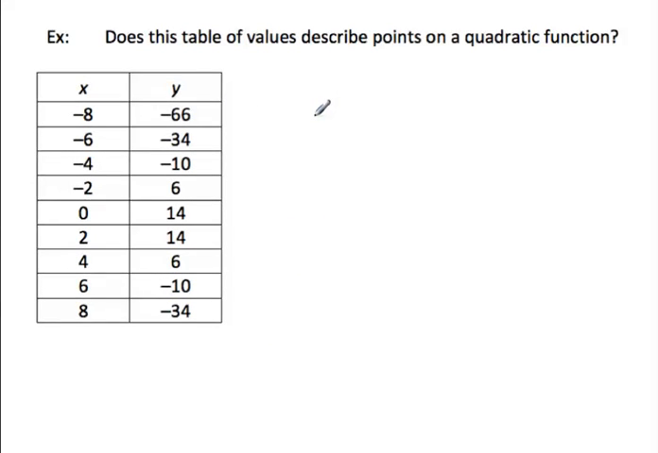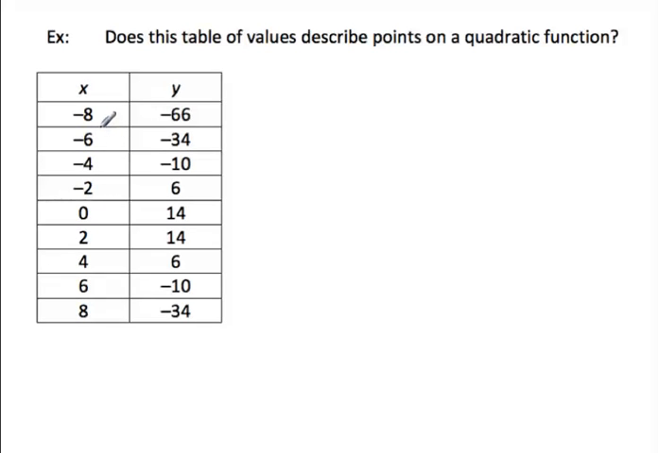Does this table of values describe points on a quadratic function? Two things to note. You need to make sure that the points are in increasing order of x value. So if this -8, -66 point, for example, were written down here, you'd need to reorganize the table of values before you could use this approach.